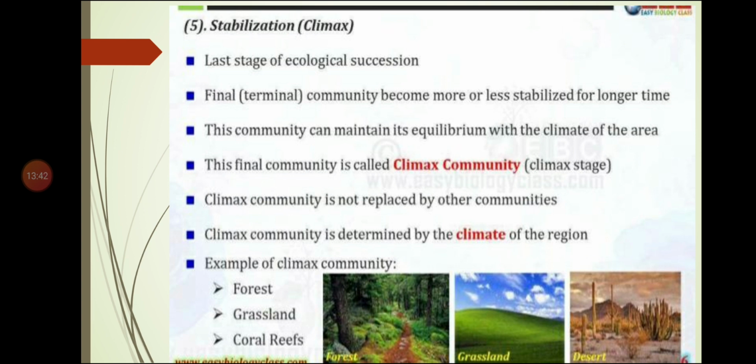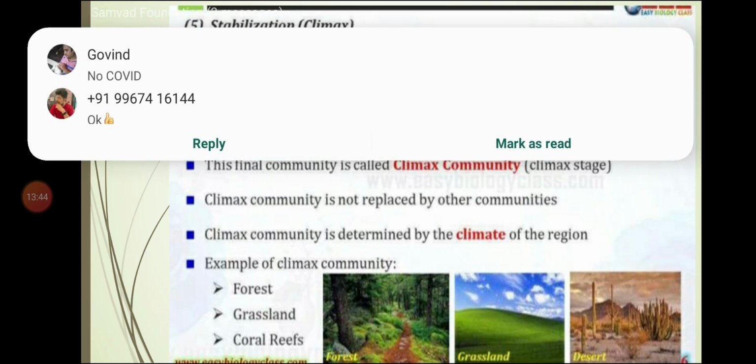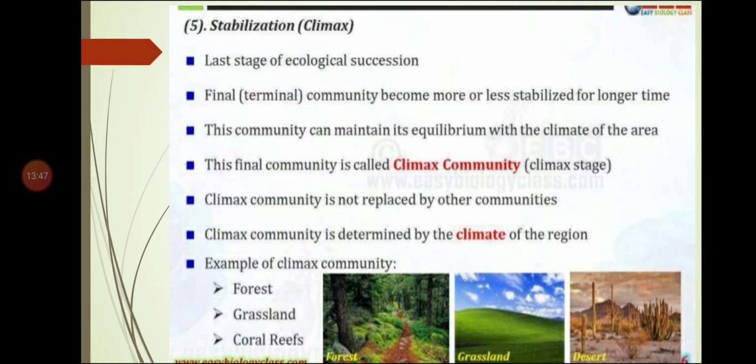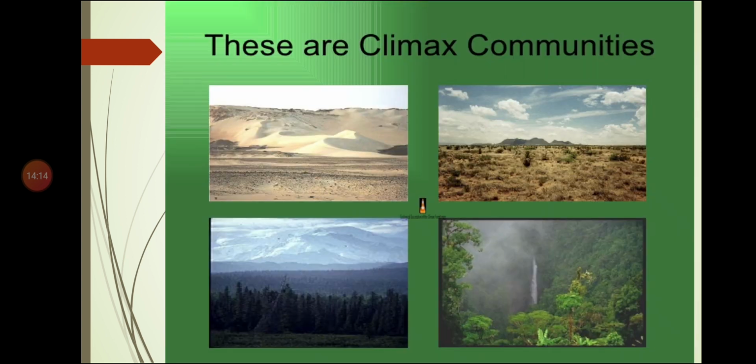Climax community is the last stage of ecological succession. The final terminal community becomes more or less stabilized for a longer time. This community can maintain its equilibrium with the climate of an area. Climax community is not replaced by any other community, and it is determined by the climate of the region. Examples of climax community are forest, grassland, coral reefs, etc. You can see here images of climax communities.